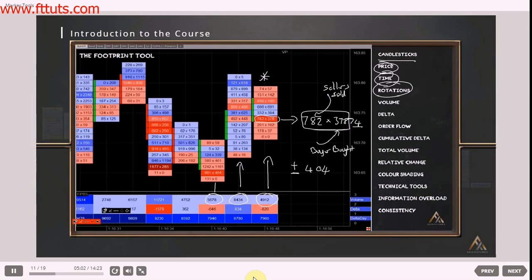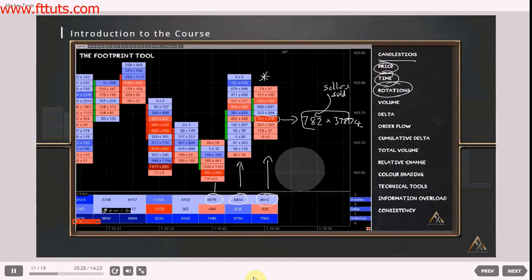Now, when there is more selling at a price segment than there is buying, we tend to get a negative number. And when there is more buying than selling, we get a positive number. So what you would see in this example is minus 404 in this current segment because there's more selling at this price than buying.